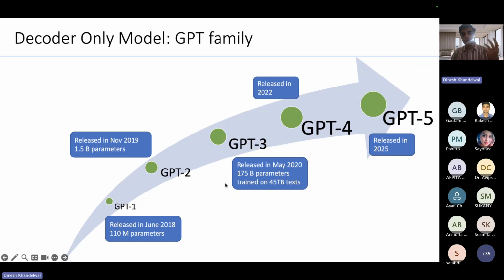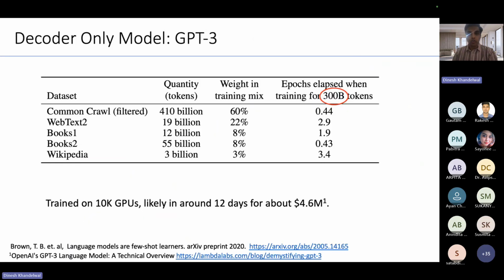And you can see the scale of the model is increasing as time progresses. If you take this table from the GPT-3 paper, GPT-3 was trained on 3 billion tokens of text, on roughly 10K GPUs, and likely for 12 days. And for one training, the cost is roughly $4.6 million. So it's a huge process, and a huge investment is required to perform this scale of pre-training.